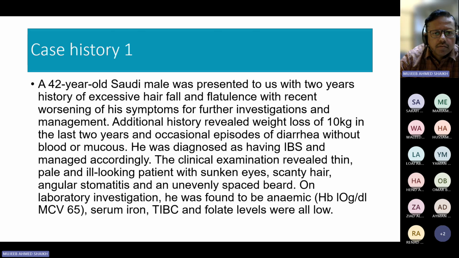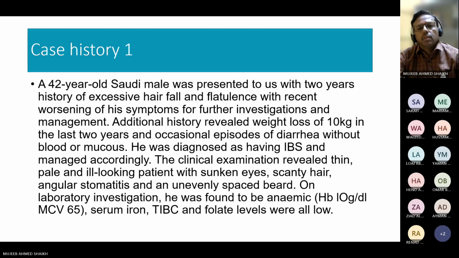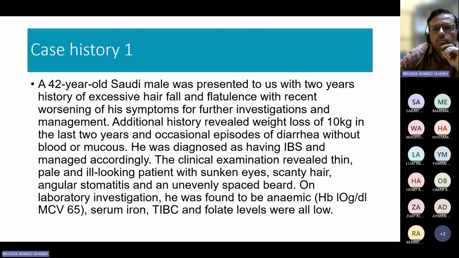What is IBS? Irritable bowel syndrome. The bowel becomes irritated and then it will pass the stool, and it is managed accordingly. He was treated for IBS only.